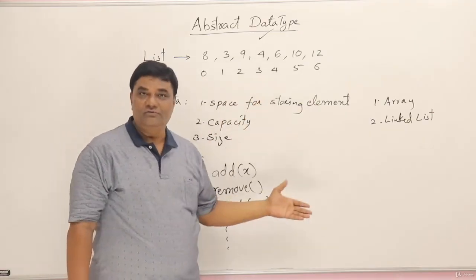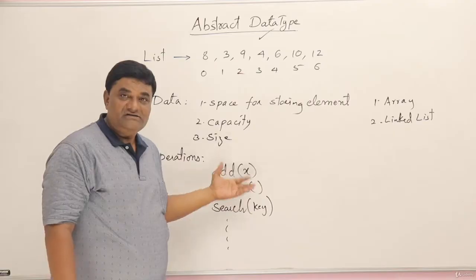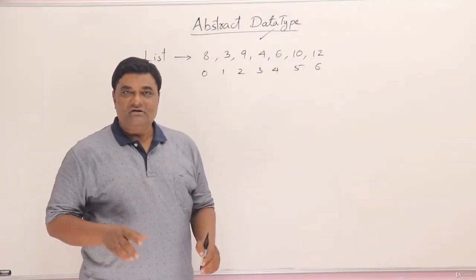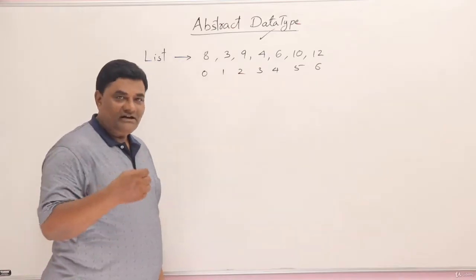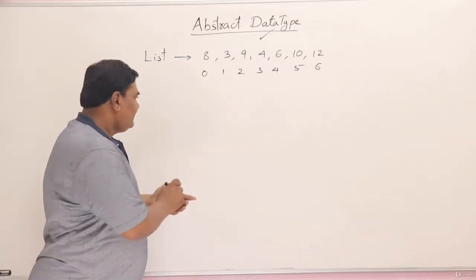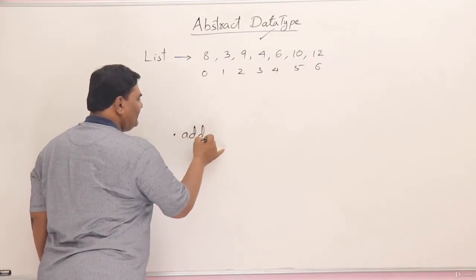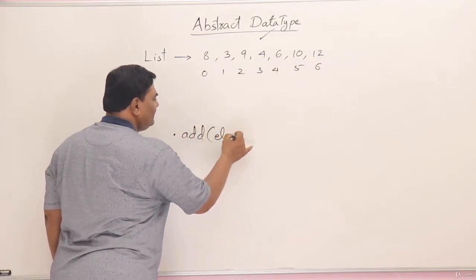I'll just explain a few operations on a list. What is the meaning of these operations? Let us look at the operations one by one. See, the first operation, I will call it add. Add some element.